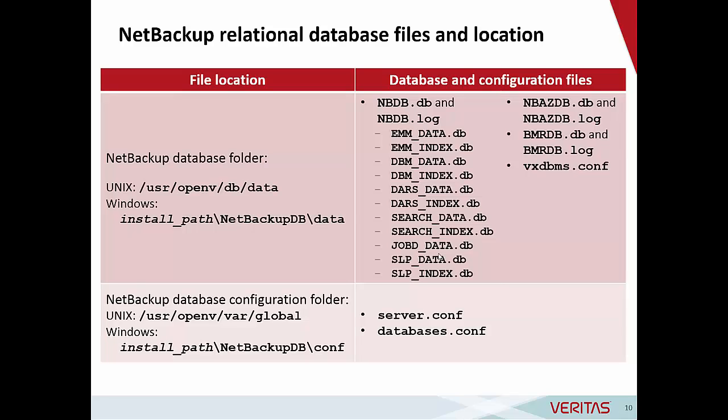This slide shows the physical location of the NBDB components on Unix and on Windows. So the first part of the table here is where most of the database is located. The data files, the transaction log, and the main control file are all located in that top path. The path down at the bottom has two configuration files, which are really NetBackup configuration files that contain important parameters that NetBackup uses when it starts the database.